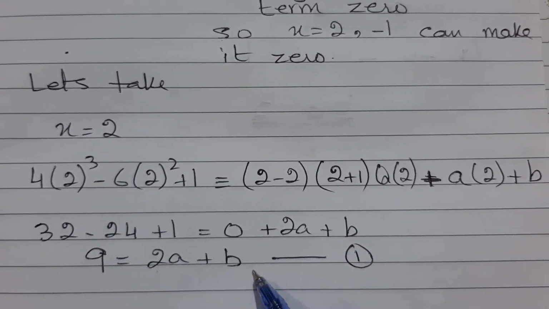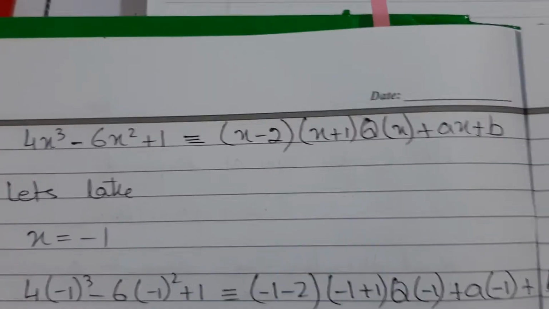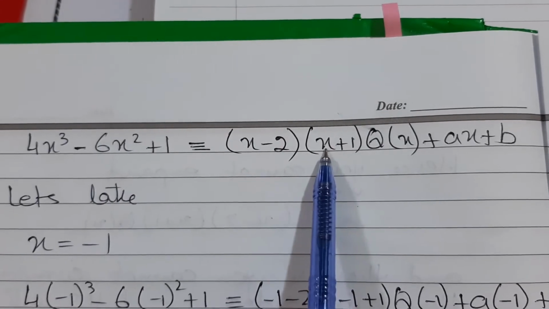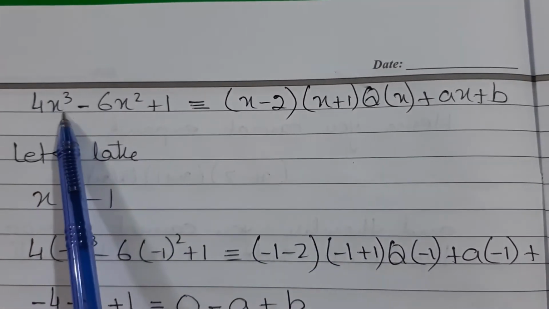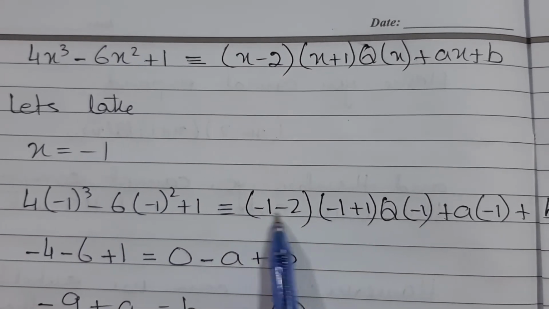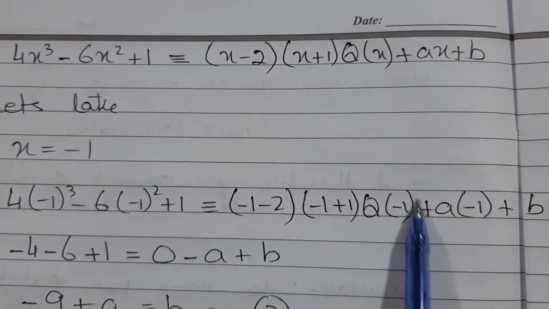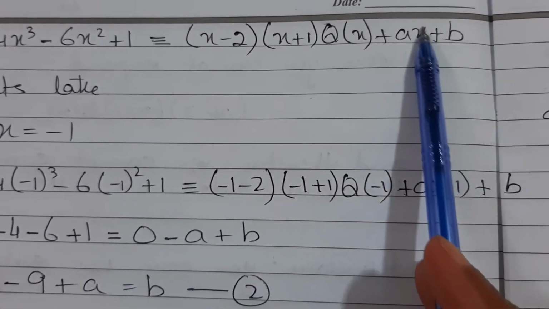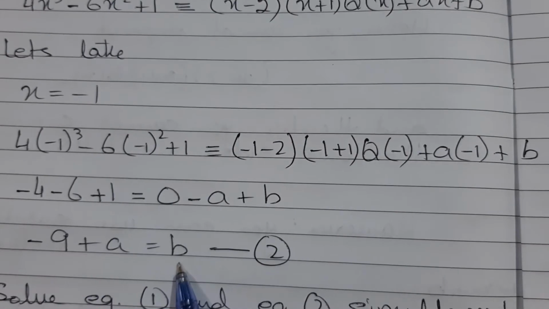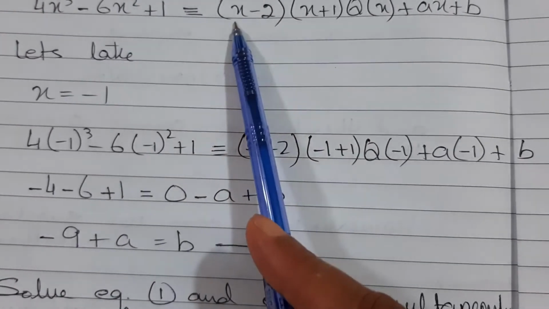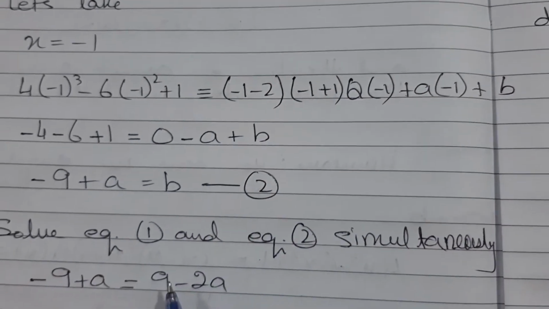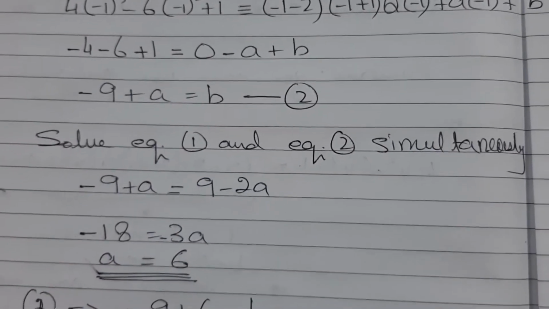So I got one equation. And now I will substitute x equals minus 1. Okay, so now I am taking x equals minus 1 to make this term 0, because minus 1 plus 1 will be 0. So wherever I have x, I am writing minus 1 there. So minus 1 plus 1 is 0, and this term will become 0. That's why I have written 0 here. And it is ax, so a into minus 1 is minus a. So I got another equation. One equation I got when I substituted x equals 2, and the second equation I got when I put x equals minus 1. So I'm solving those two equations simultaneously, and I got the values of a and b.